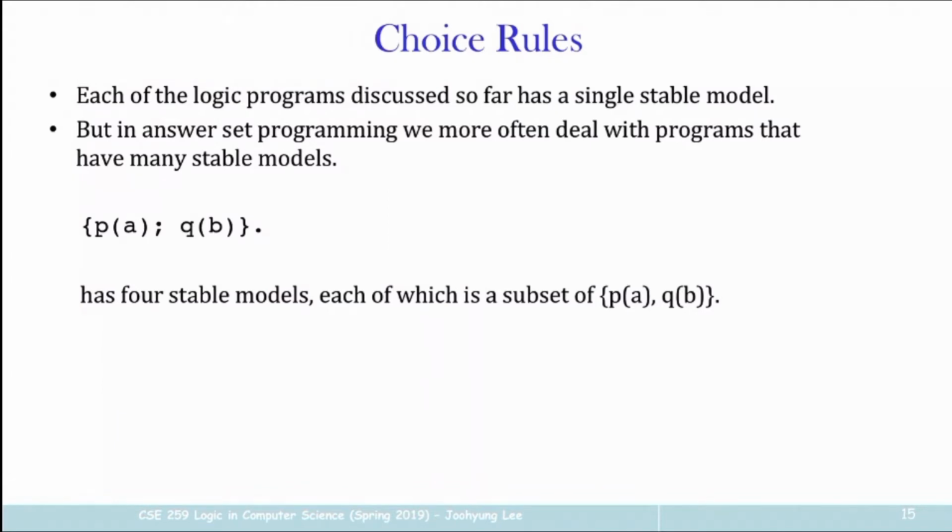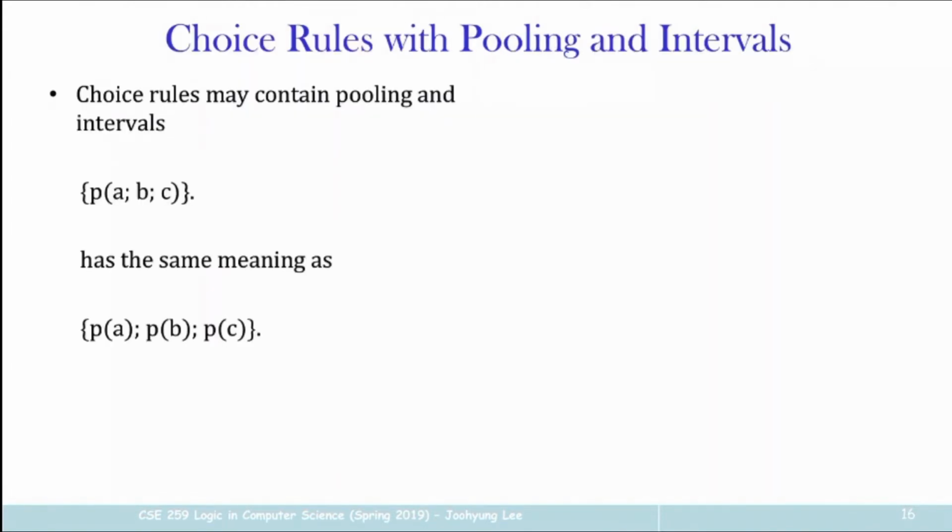And you can also write the choice rule with pooling and intervals. This is the pooling that you saw, and pooling simply generates multiple predicates, right? So this one has the same meaning as choosing any subset of these choices. So how many stable models will there be?